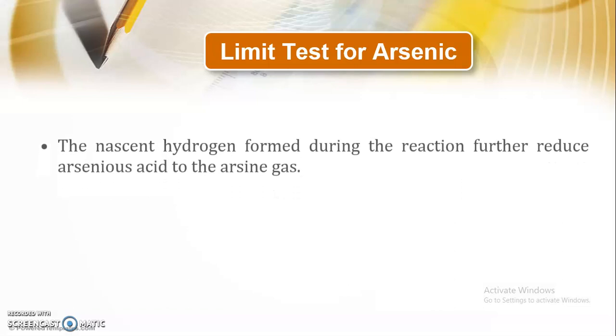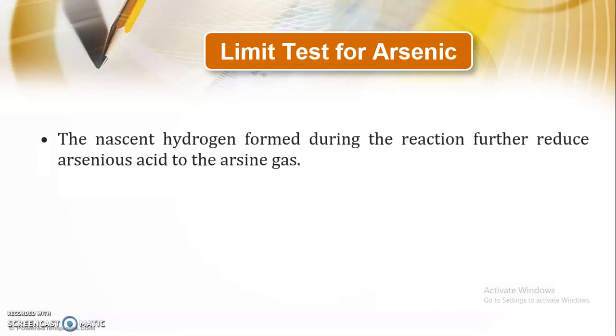Once this arsenious acid is formed, the nascent hydrogen formed during the reaction further reduces the arsenious acid into arsenic gas. How this hydrogen is formed, we will see when we look at the reaction, but just remember, the hydrogen formed during the reaction converts arsenious acid into arsenic gas, which is the last step.